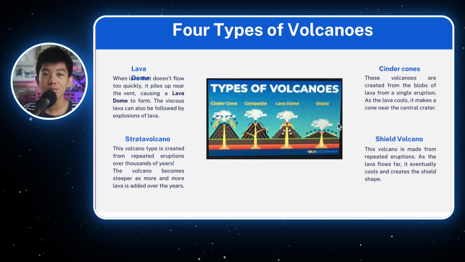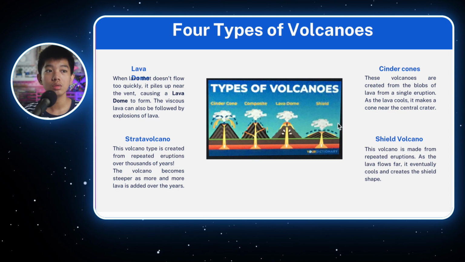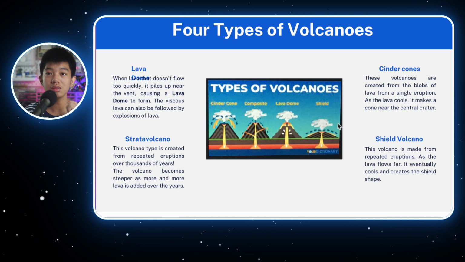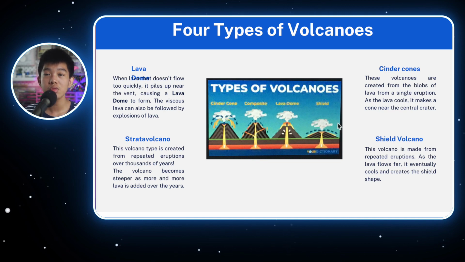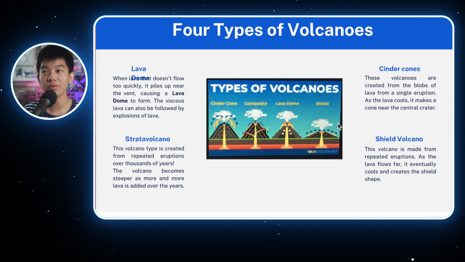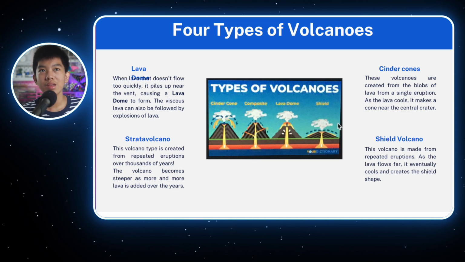A shield volcano is similar, but instead of one eruption, it makes multiple repeated eruptions that go pretty far, creating a shield shape. Stratovolcano is the most common type of volcano, and it's created from repeated eruptions over centuries to a millennium. As the years go by and the volcano erupts every now and then, more lava is turned into rock that's added to the volcano, making it a lot steeper.